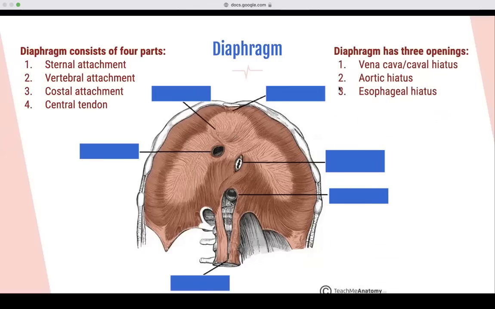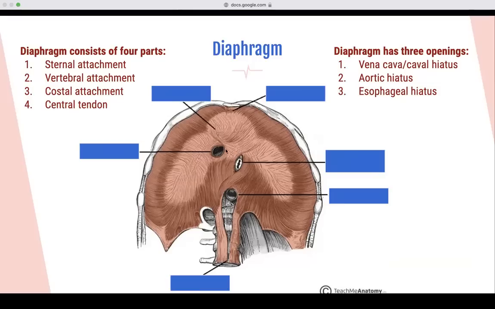So here I have them, and we have three openings: the vena cava or caval hiatus, the aortic, and the esophageal. So help me identify them. Which one is this? Which hiatus? It's the aortic, exactly. And what about this one? The esophageal hiatus. Yes. And the last one above it? The IVC, exactly.